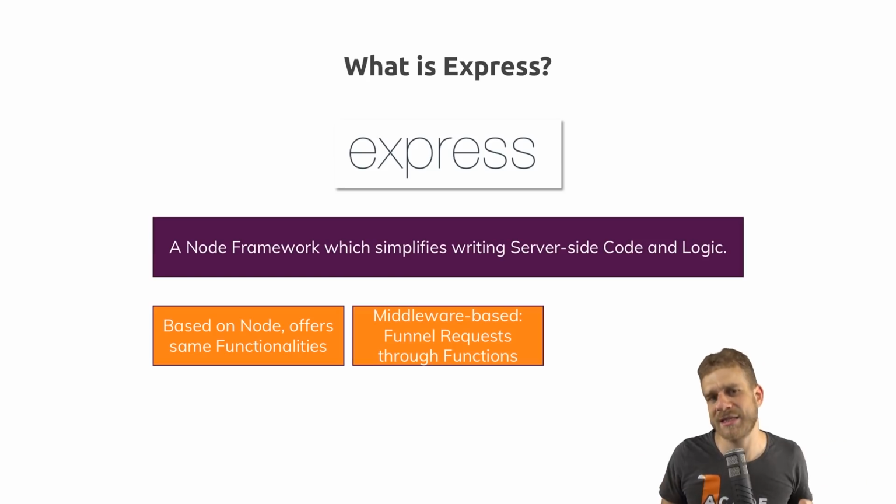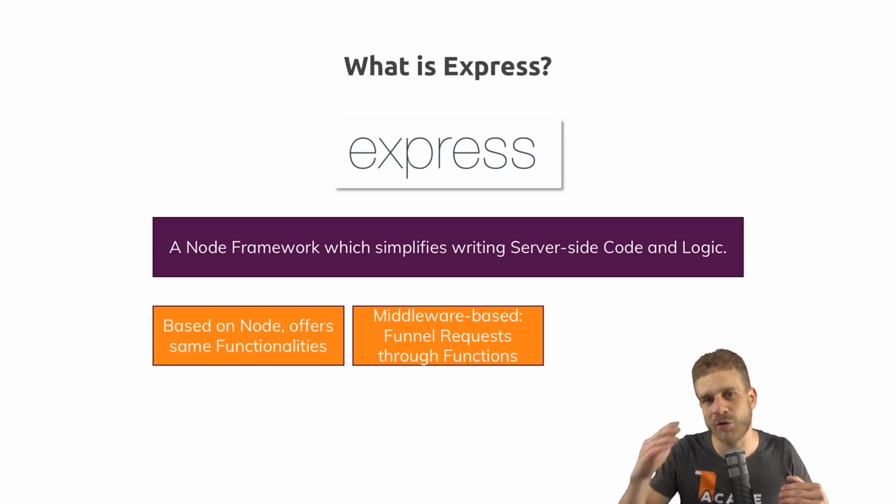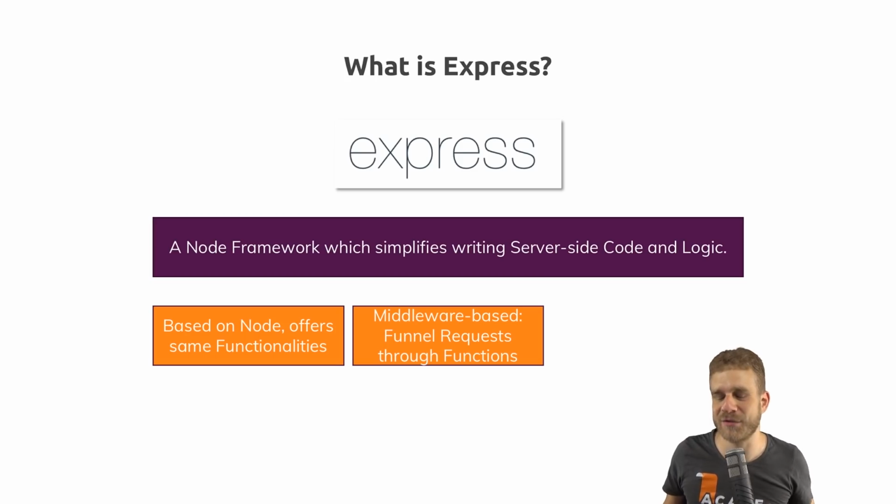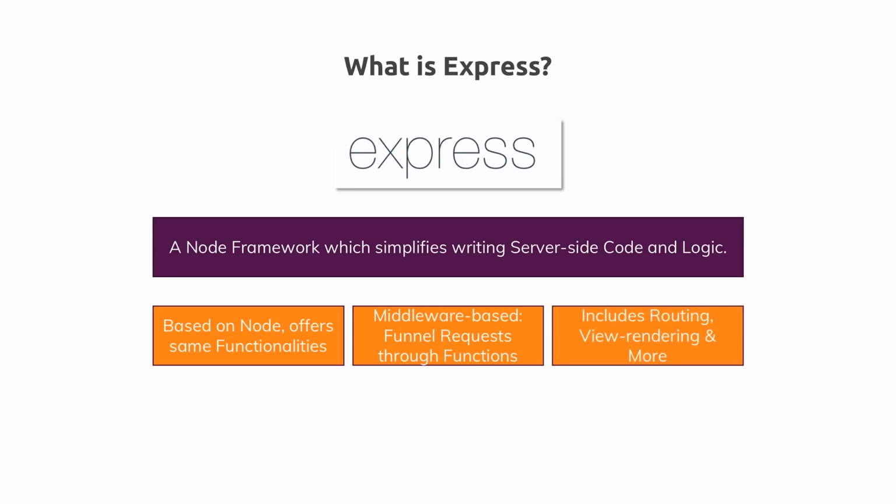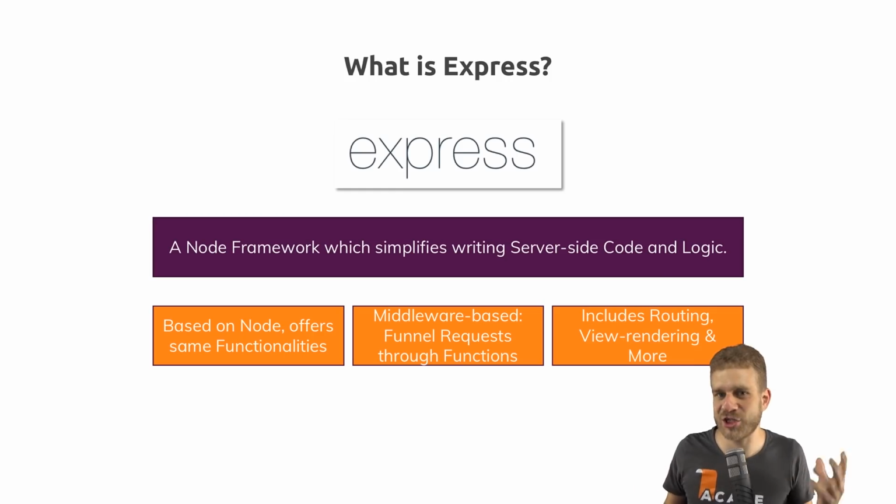ExpressJS is middleware-based, and we'll see what this means once we dive into the code. It basically funnels incoming requests through a chain of middlewares, of steps, where we can do something with the request, read some data from it, manipulate it, check if the user is authenticated, or basically send back a response immediately. This chain allows us to write very structured code, and you will learn everything about it in this course, of course. And last but not least, it includes routing, which means we could render views, so HTML pages with it. We're not going to do this in this course though, because Angular should handle our entire frontend. And again, this is also something we'll see.